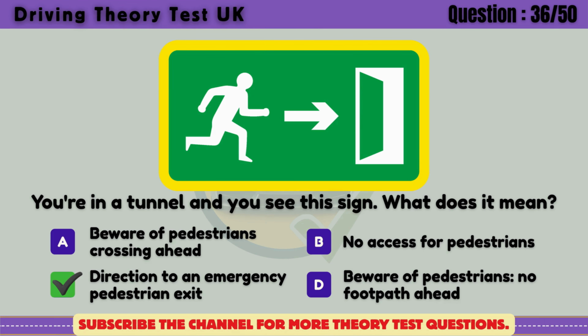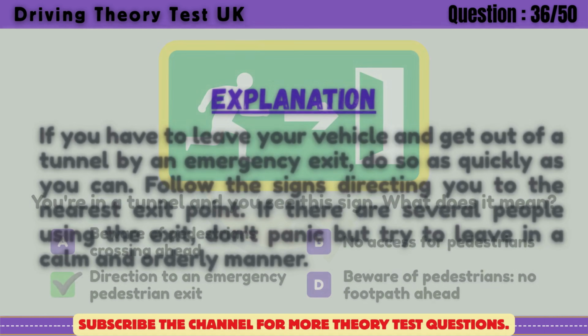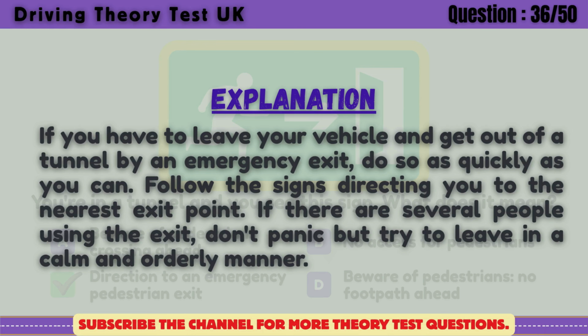Answer is C. Direction to an emergency pedestrian exit. If you have to leave your vehicle and get out of a tunnel by an emergency exit, do so as quickly as you can. Follow the signs directing you to the nearest exit point. If there are several people using the exit, don't panic but try to leave in a calm and orderly manner.